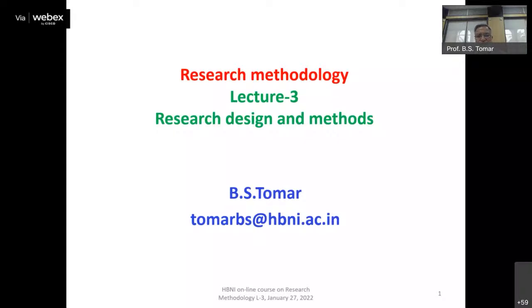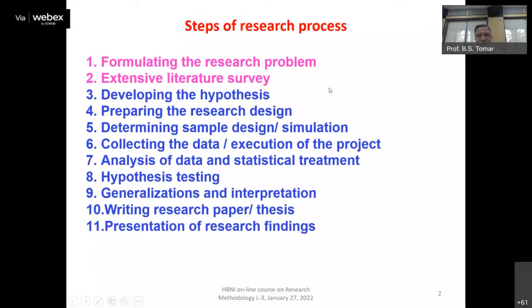In the last two lectures, we have discussed the philosophy of research, what type of different research works people do. And now let's go to discuss the steps that are involved in carrying out the research work. So I discussed this slide in the last lecture. These are the steps that are involved in carrying out the research work.